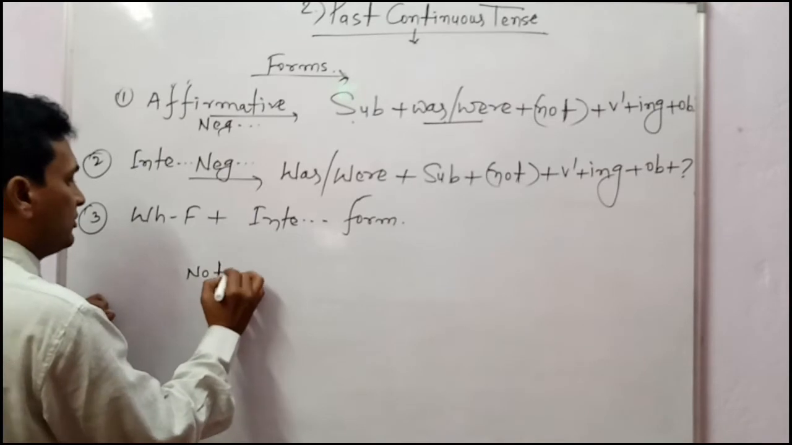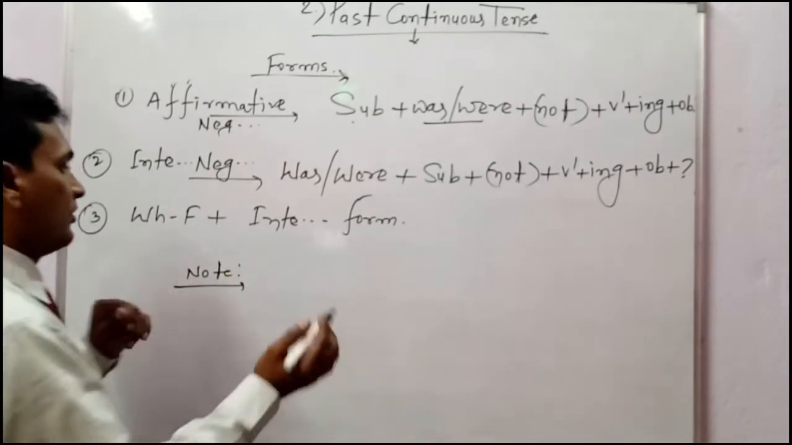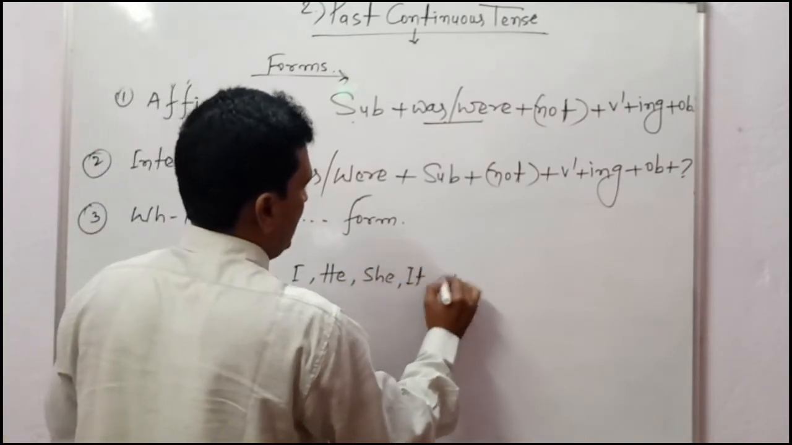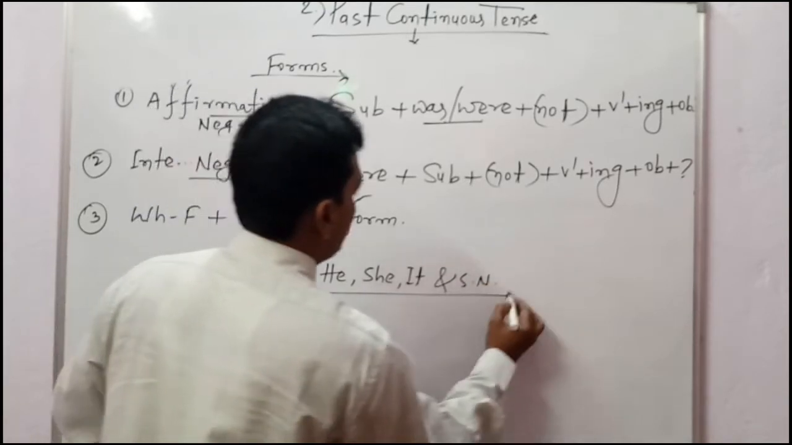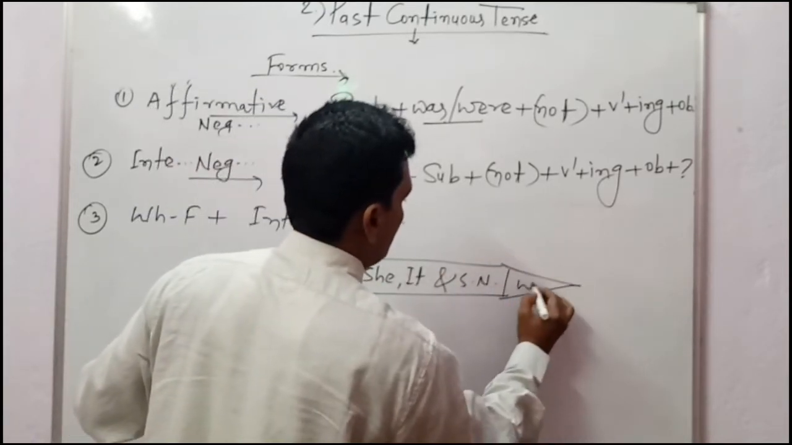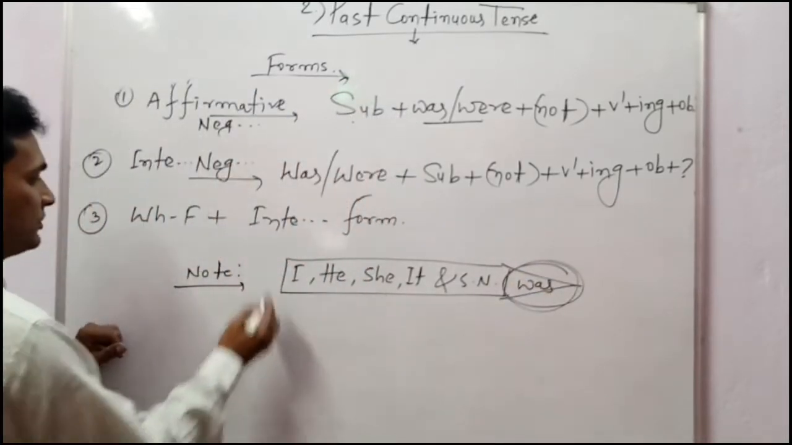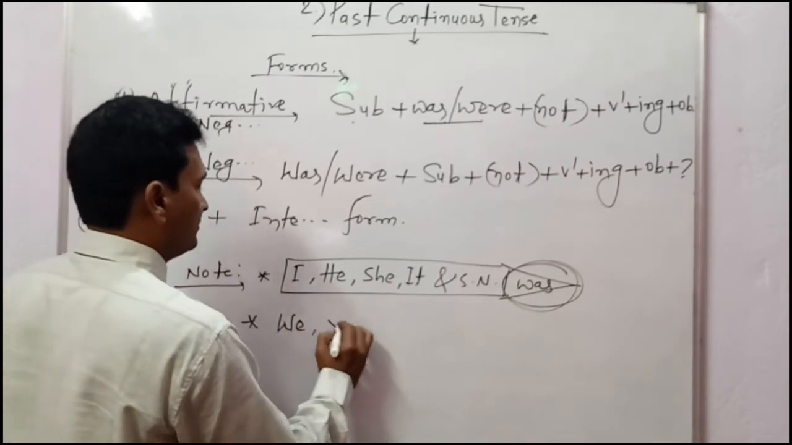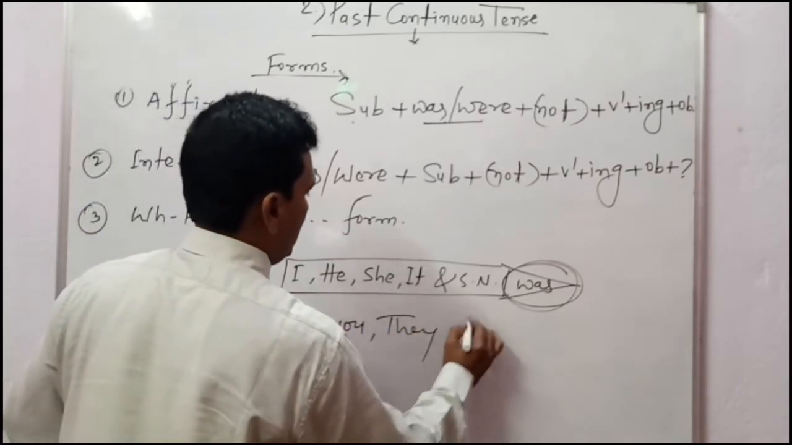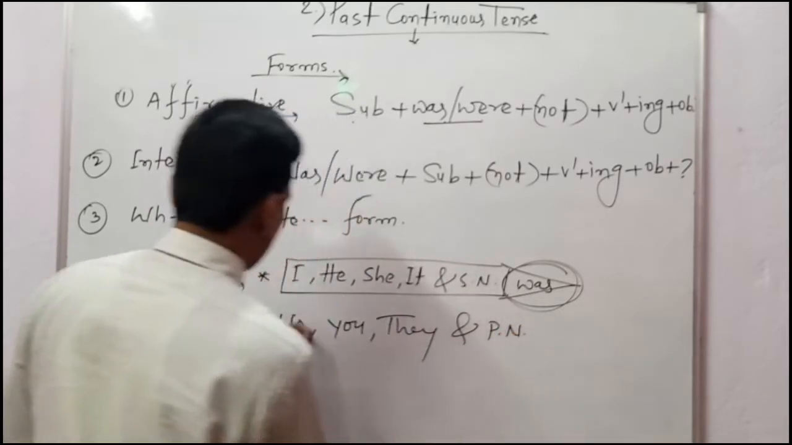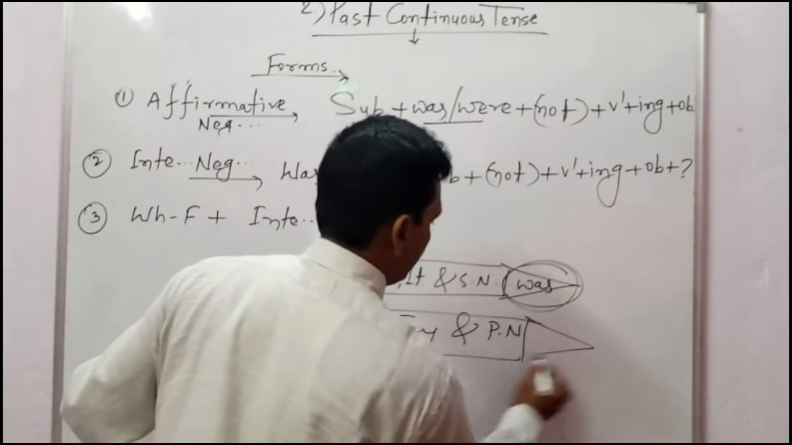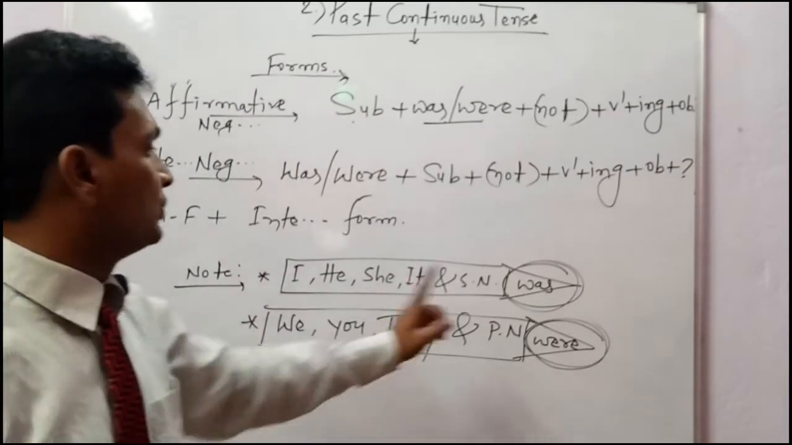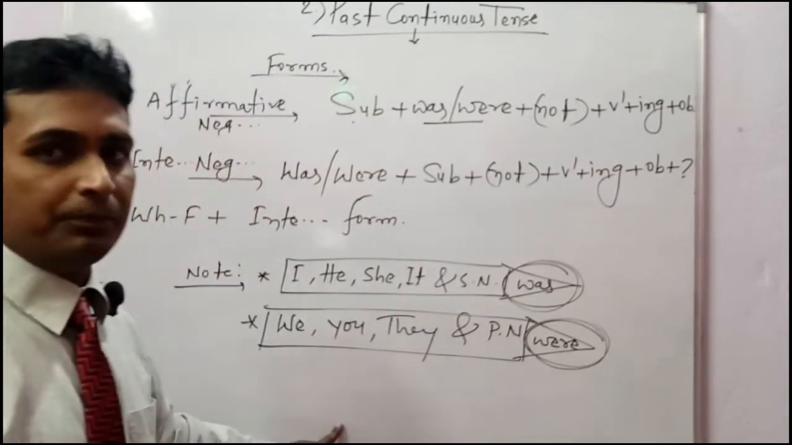Now as a note, you have to remember that, with subjects I, he, she, it, and singular noun, we use what? We use was. And with all the rest of the subjects like we, you, they, and plural noun, we use what? We use were, right? So you have got where to use was and where to use were, right?